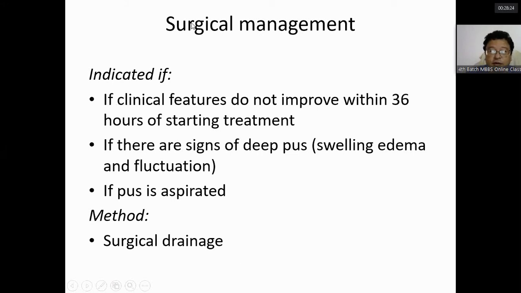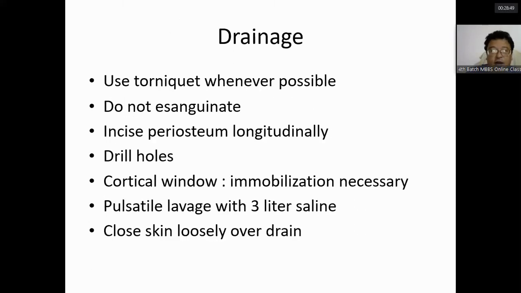Okay, surgical management. This is indicated if the clinical features do not improve within 36 hours of starting the treatment. If there are signs of deep pus, then you have to surgically manage the patient. Or if you put in a syringe and pus is aspirated, then you have to surgically manage the patient. And how do you manage it?